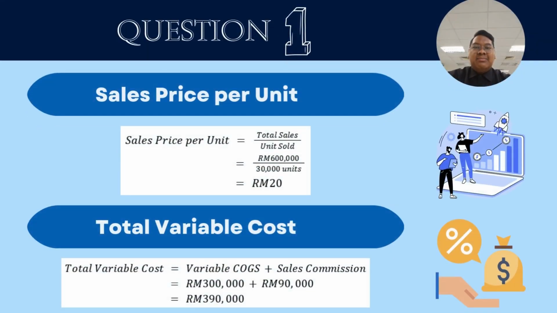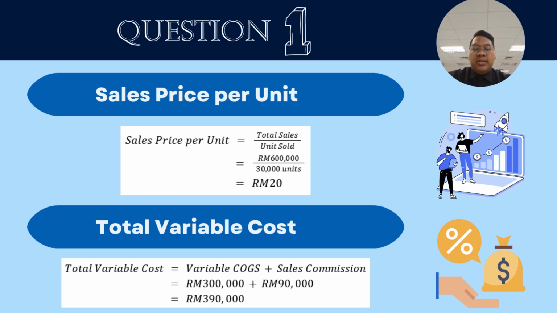Now we will discuss question 1. Question 1 requires us to calculate 8 different formulas. So first, we need to calculate sales price per unit. The formula for sales price per unit is equal to total sales divided by units sold, which is equal to 600,000 ringgit divided by 30,000 units, and sales price per unit will be equal to 20 ringgit.